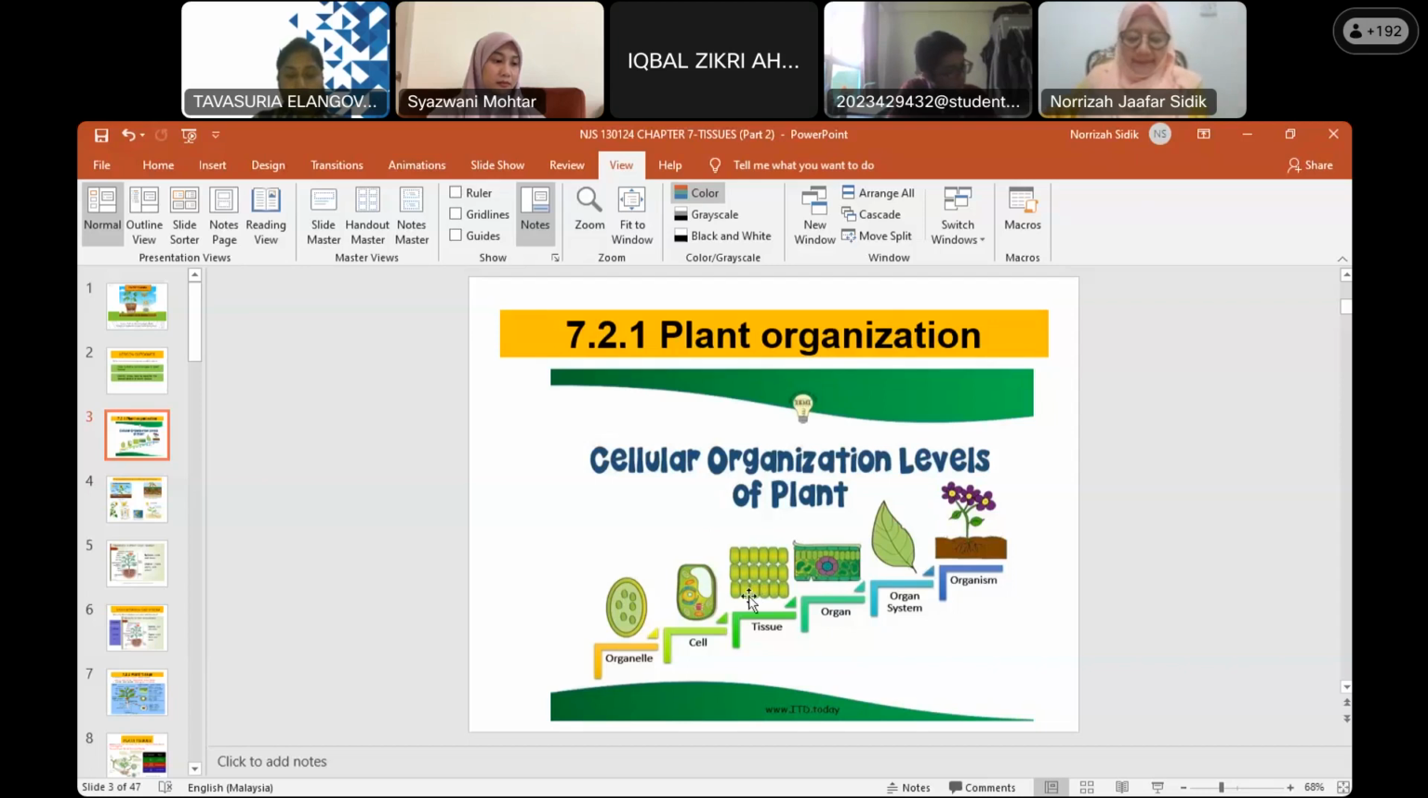Okay, and the next level is the organ level. It is a group of tissues arranged to work together and perform specific functions. And together, the organs often work to form the organ system. So in vascular plants, they have two organ systems, which are the shoot system and the root system. Okay, and then the organism, the plants are considered as living organisms.